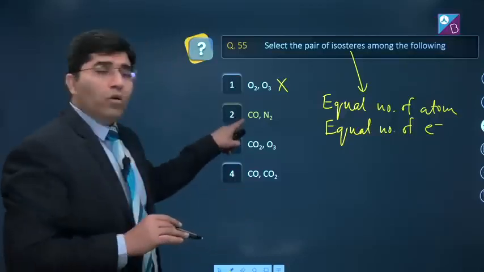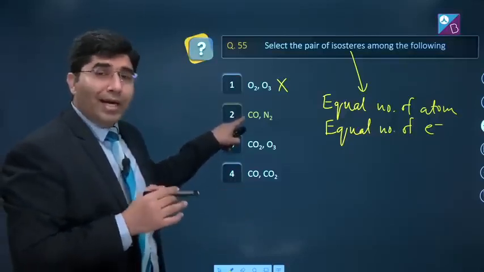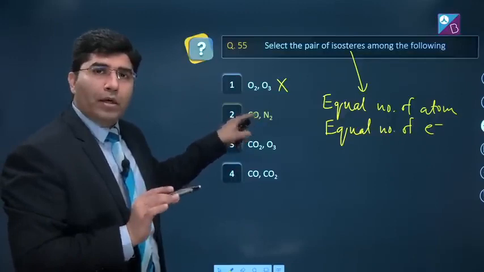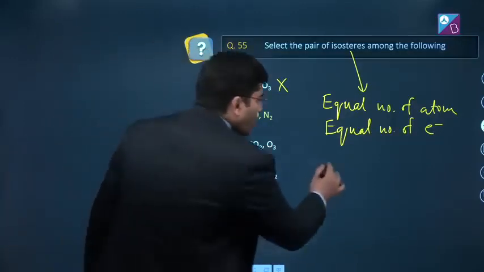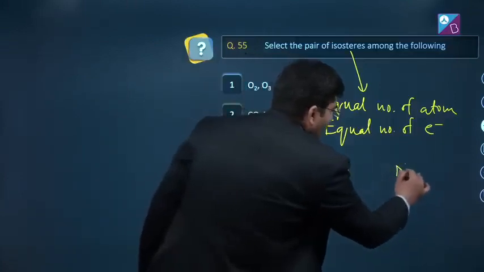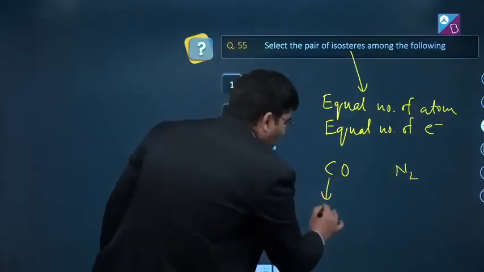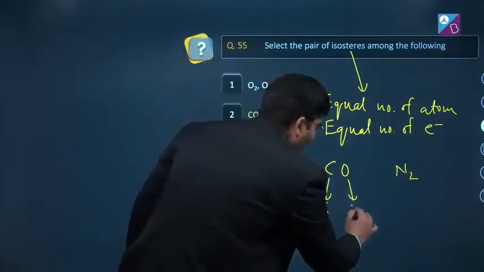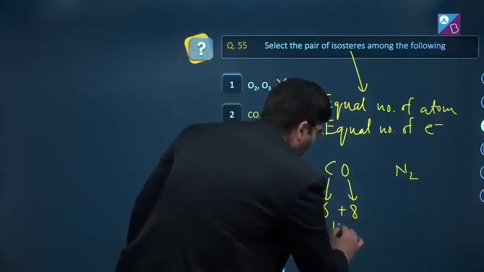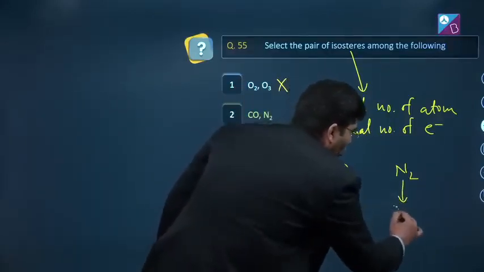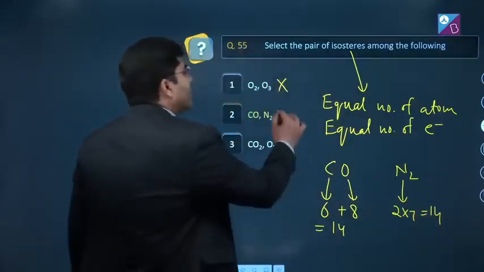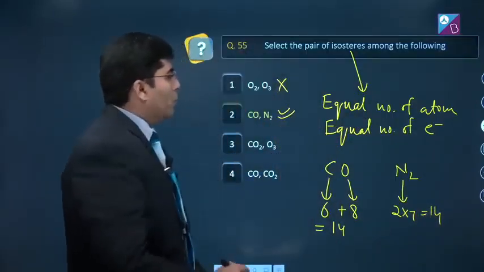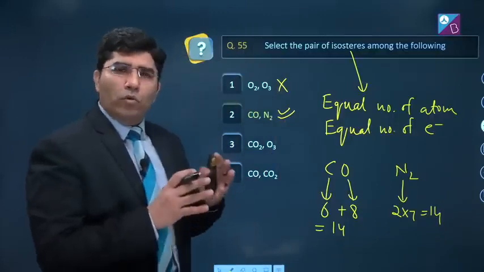Now carbon monoxide, second option, diatomic. Nitrogen is also diatomic. Now we have to check whether the electrons are same or not. So when we talk about carbon monoxide and nitrogen, number of electrons 6 and 8. If you add them, it will be equal to 14, and this will be 2 into 7, that will be equal to 14. That's why this is the answer. तो इस तरह के आसान क्वेश्चंस वो आप लोगों से पूछेगा.